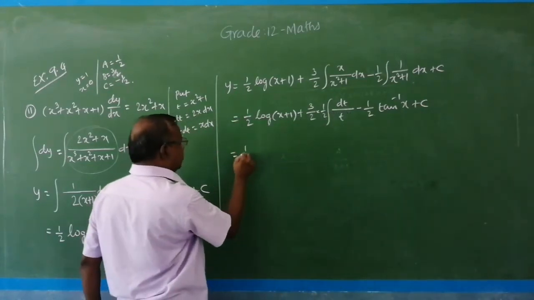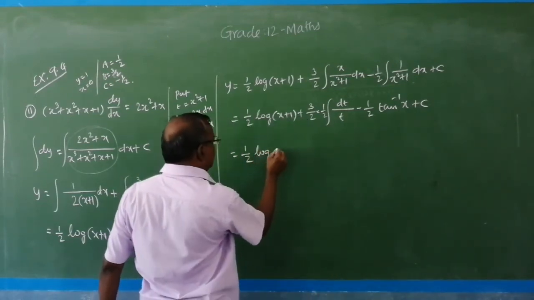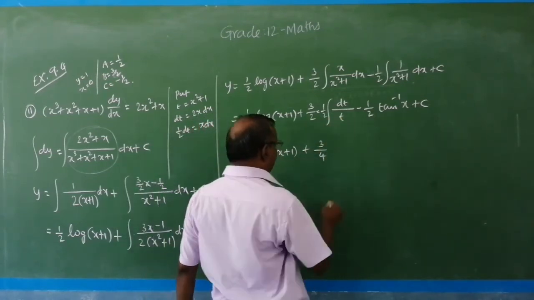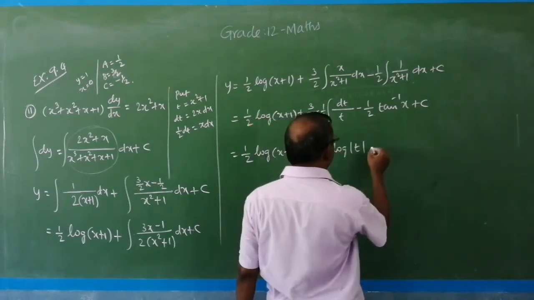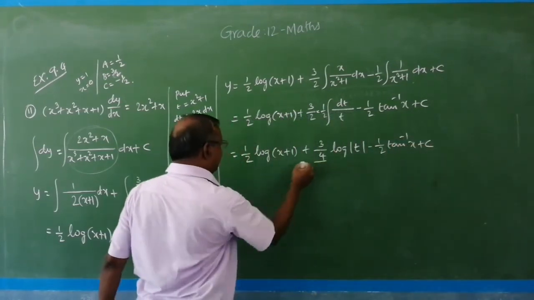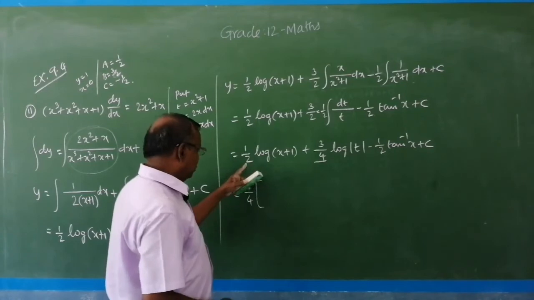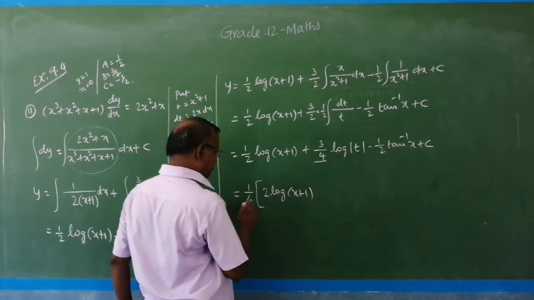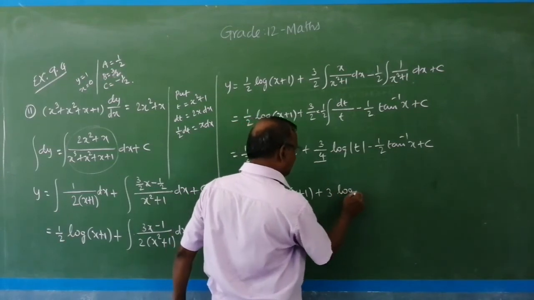Now this is 1 by 2 into log of x plus 1 plus 3 by 4 into log of modulus of t, since integral of 1 by t equals log of modulus of t, minus 1 by 2 tan inverse of x plus c. Now bring the 4 as common, 1 by 4 into, since we have only 1 by 2, we have to multiply by 2, that is 2 log of x plus 1. If you multiply by 1 by 4, it will be 1 by 2 only, and plus 3 into log of, what is t?